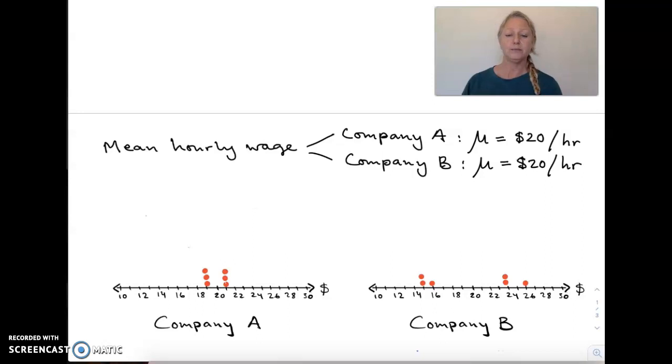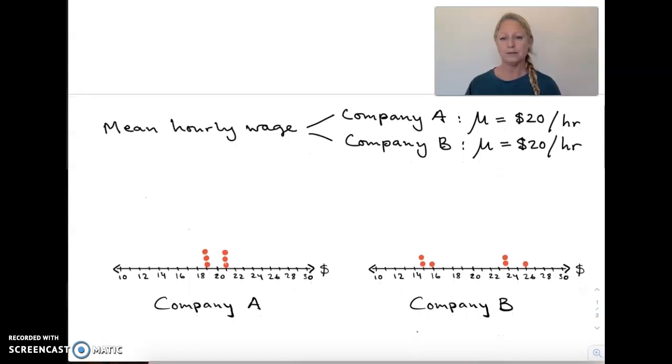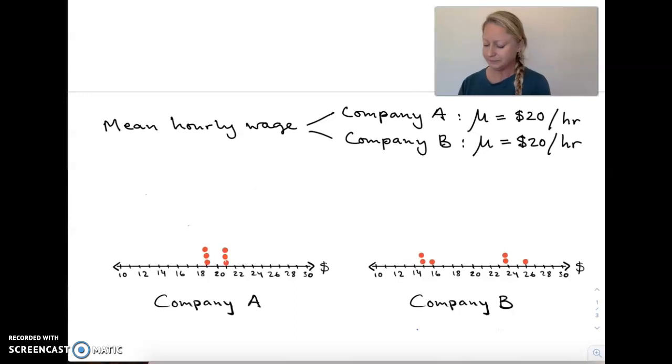Two companies we're going to compare. Suppose you're applying for a job and you're looking at their hourly wages. And suppose you're given the average hourly wage for each, and they turn out to be the same, $20 per hour. And you might think, well, so then it doesn't really matter which of the companies I would choose. But I would say, yeah, be a little careful there. These are apparently small companies.